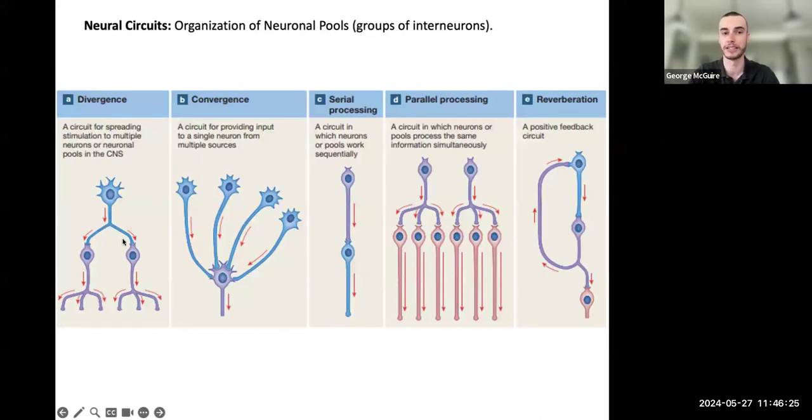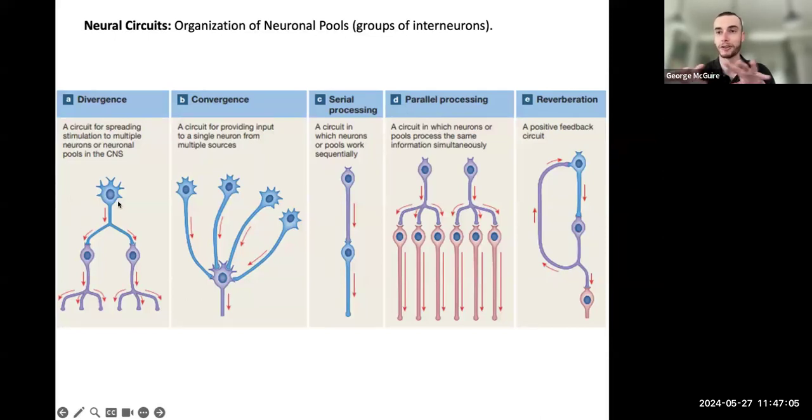That is called divergence. We can have convergence of multiple interneurons synapsing with the same effector or motor neuron. We can have serial processing, which is essentially just a straight line. Parallel processing, where we have multiple neurons being stimulated in response to the same signal. And then reverberation, which is essentially like a positive feedback loop, where because that signal has been sent, it's going to stimulate that next neuron to then stimulate the previous neuron, which is going to cause it to stimulate that next neuron again. So we have this positive feedback loop called reverberation.